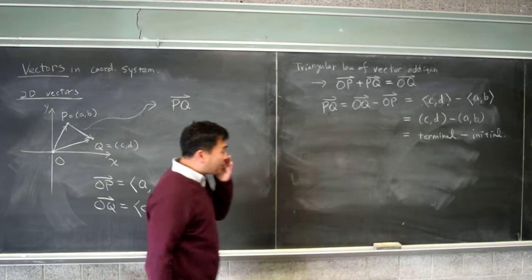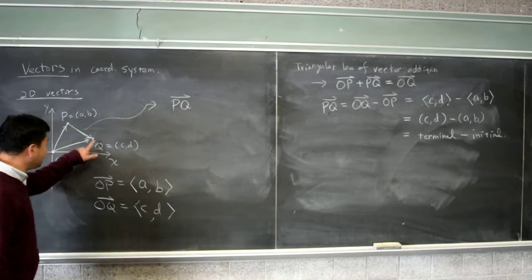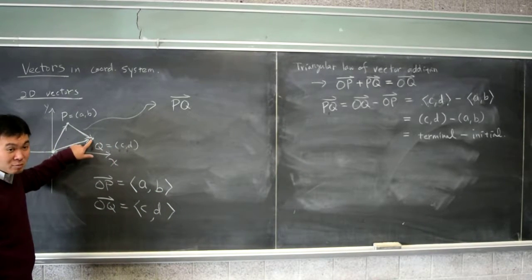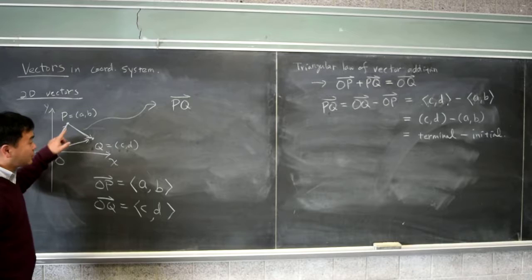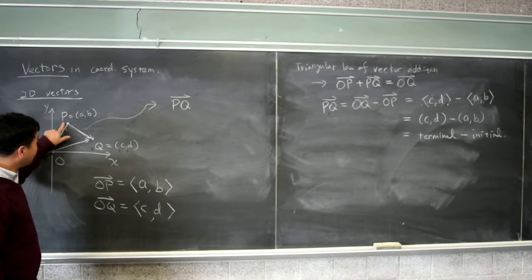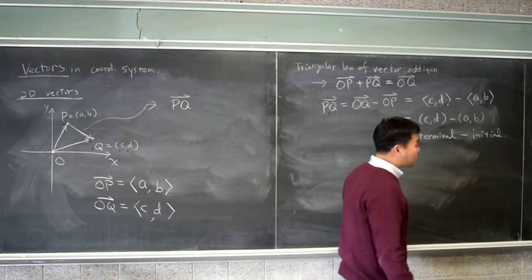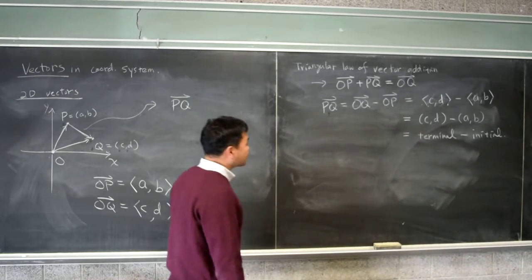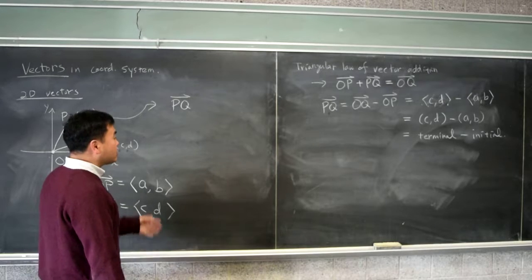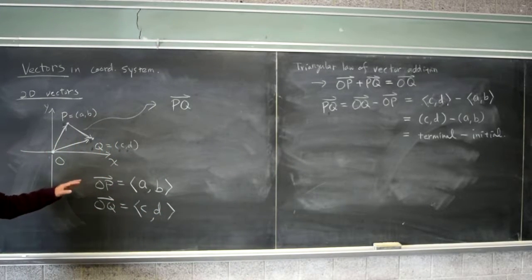And the reason I say that is because after all, C comma D is Q, which is the terminal point of the vector, and P, which is A comma B, is the initial point. So I'll often say PQ is terminal minus initial.